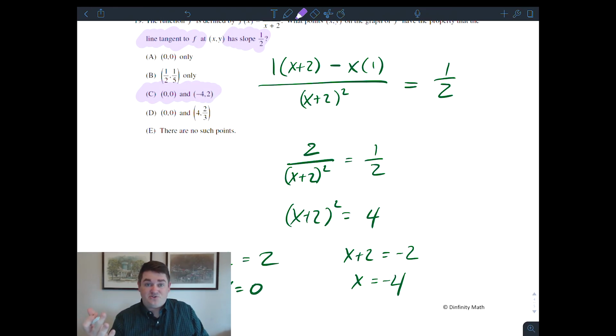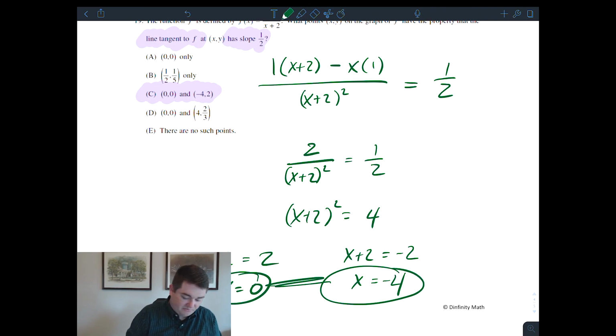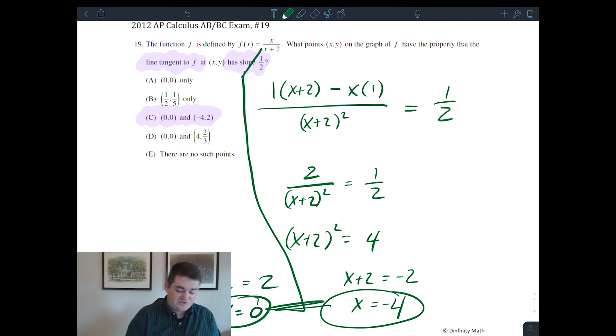What if two answer choices had 2 points that started with 0 and negative 4? I would have to take these x values and plug them back into the original equation to get the y values. Now, I didn't have to in this case, but you might, so that's something to keep in mind.